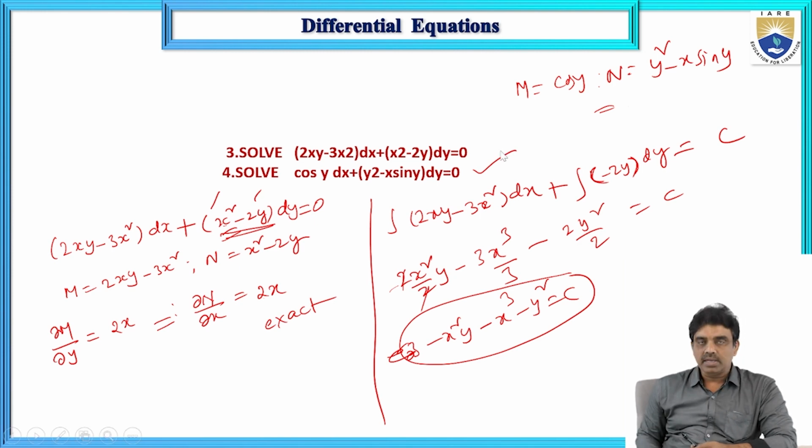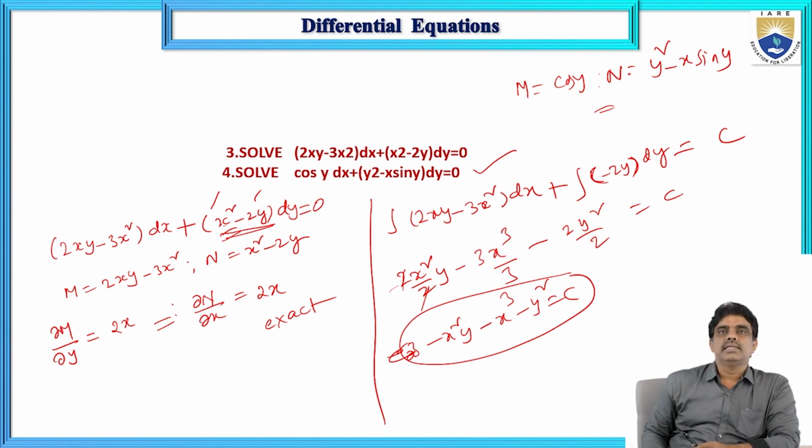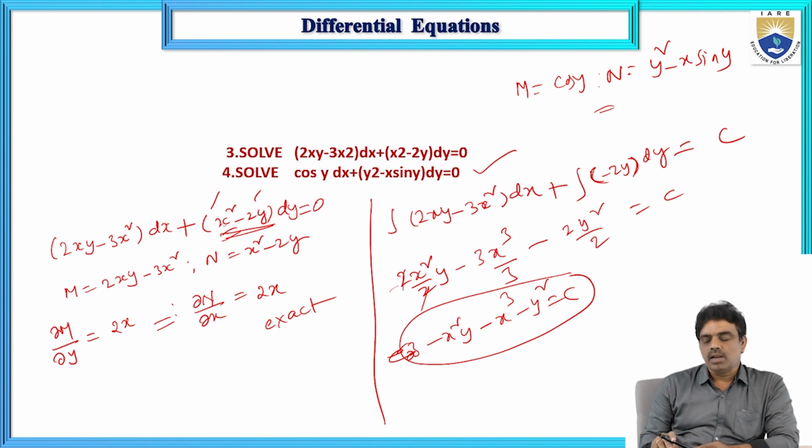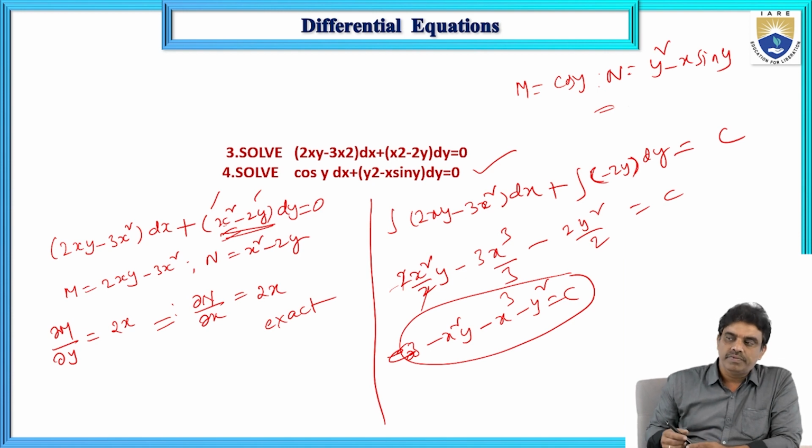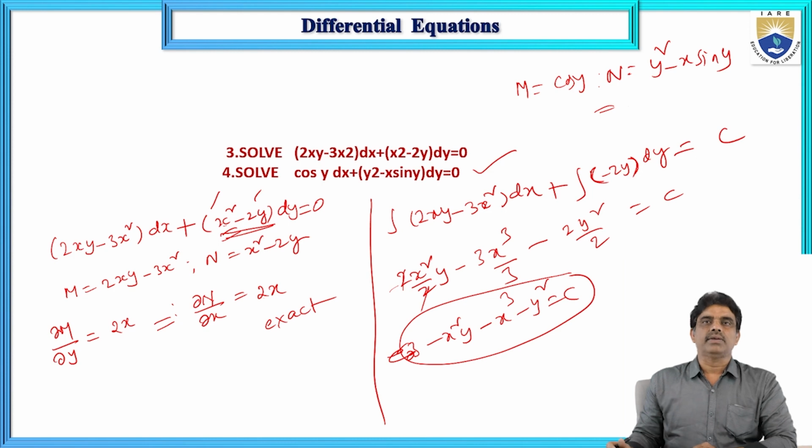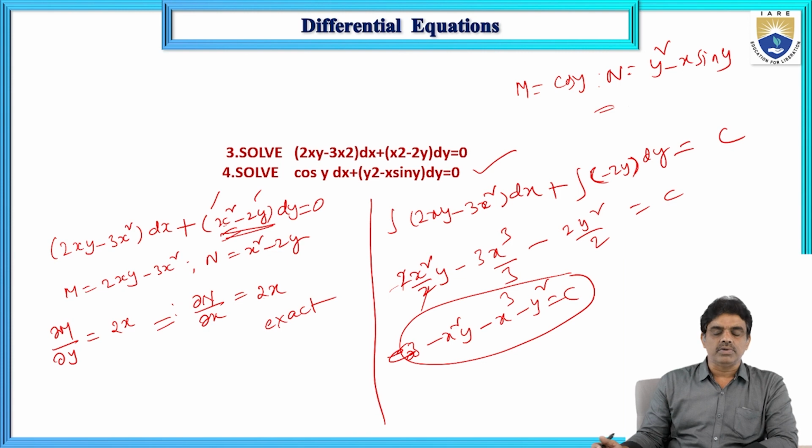In the next class, we will see the non-homogeneous, non-exact equations. So far we have seen exact differential equations and how to solve them. We have a very simple method. We have a condition for exactness: if dou M by dou y is equal to dou N by dou x, the given equation is an exact equation. If it is exact, then write the solution as integral of M dx treating y as constant, plus integral of the terms of N not containing x, into dy, is equal to c.